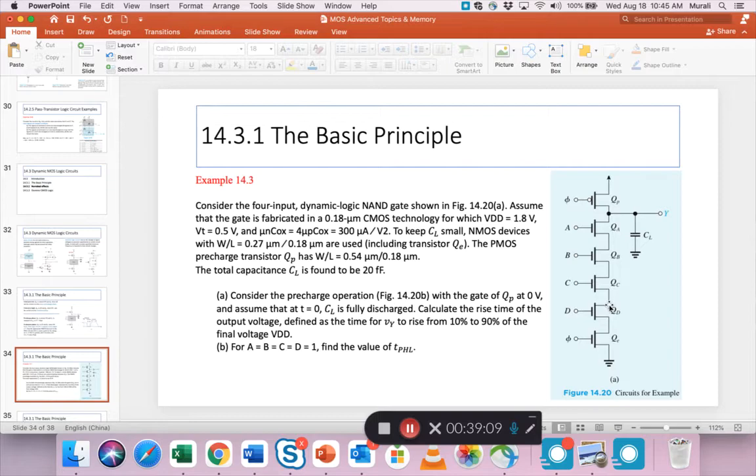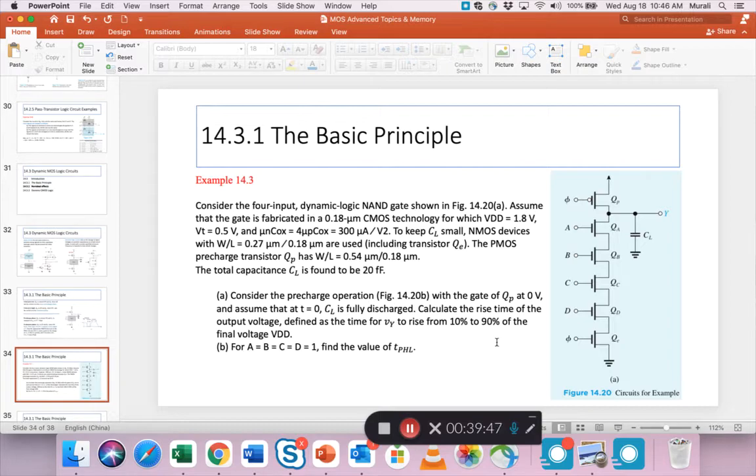This PDN is now on because it's an AND function and all inputs are 1. So whatever the voltage was at Y, at CL, the charge has to discharge through this last NMOS transistor when phi is high, when the clock is high. In that process of dropping from high to low, find this tPHL point, which is where it drops to half of VDD. So these two things have to be found, and luckily for you, it's a solved problem.